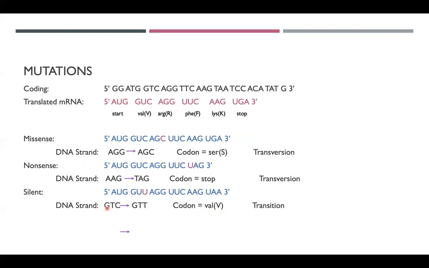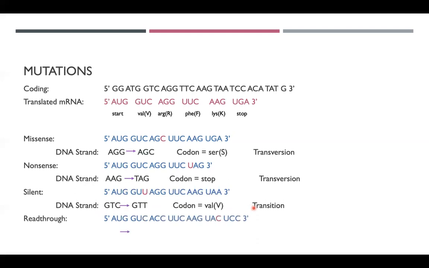Now with the coding strand for DNA, we go from a GTC to a GTT. So our cytosine and thymine are mutated. Because we go from a C to T, this is a pyrimidine to pyrimidine, which is a transition mutation.